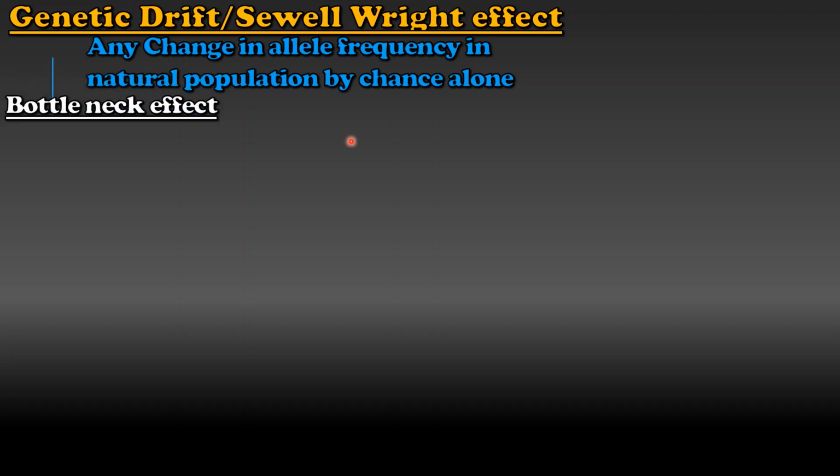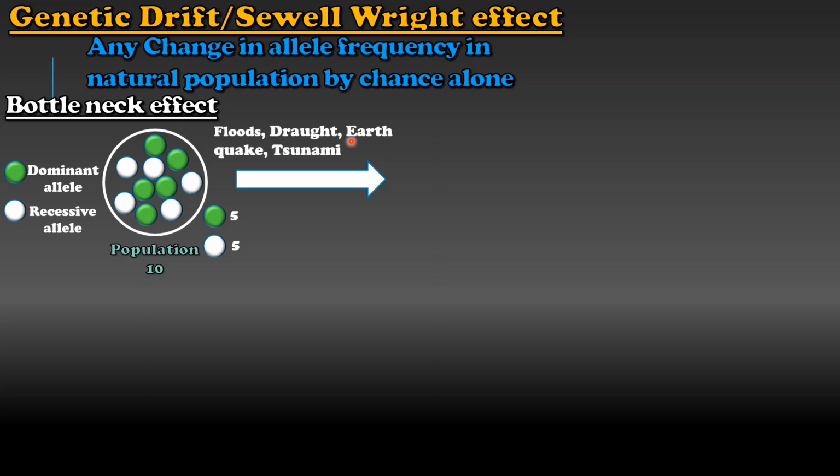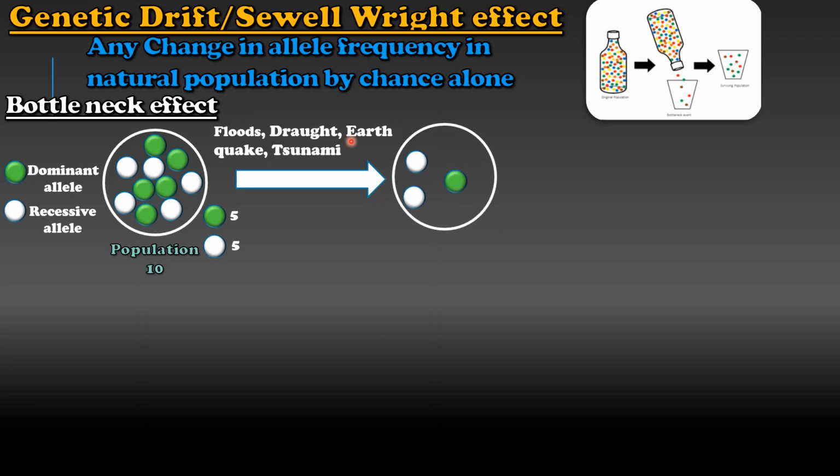First is the bottleneck effect. Let us take one example here. This is a population of, say, 10 people. Here, the green circles are the dominant alleles, whereas the white ones are recessive alleles. So in this population, both alleles have the same frequencies. Now, due to floods, drought, fires, cyclones, earthquakes, or any natural disasters, there's a sharp decrease in population with altered gene or allele frequencies.